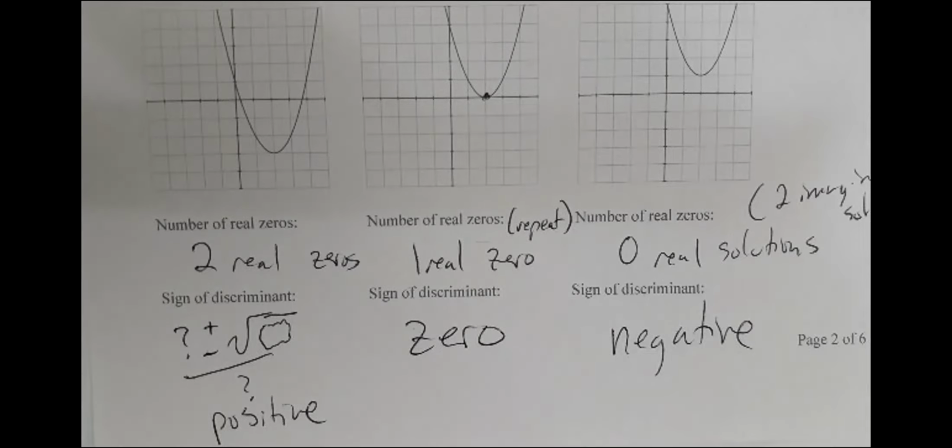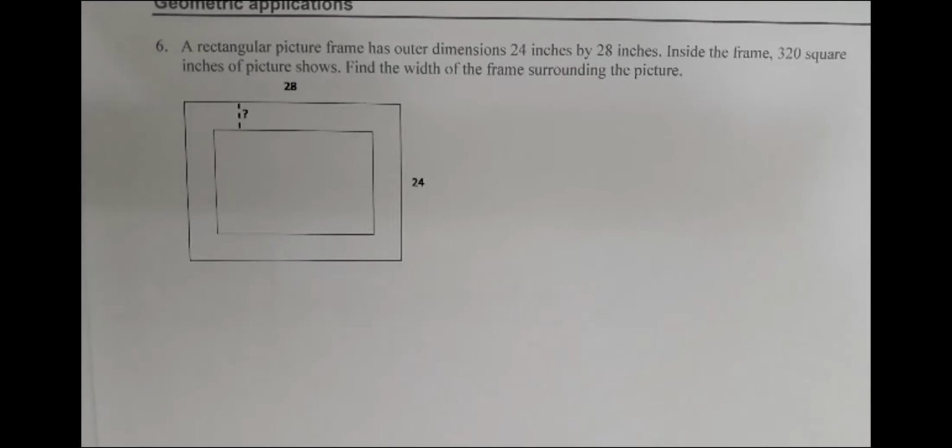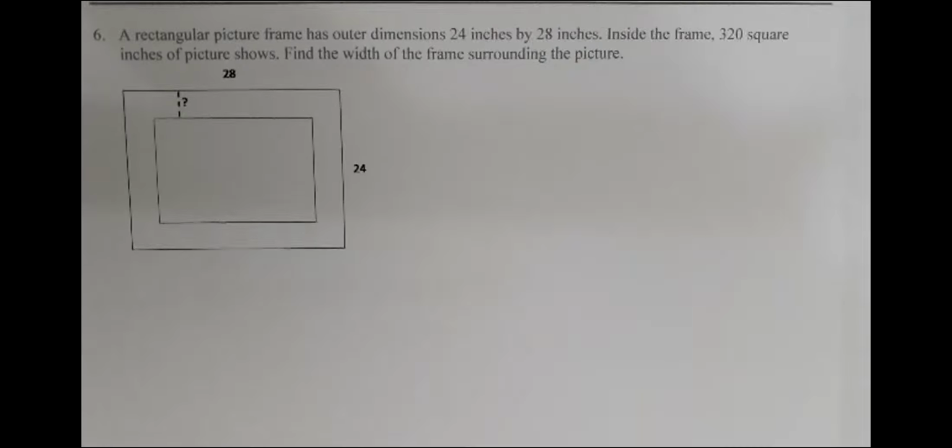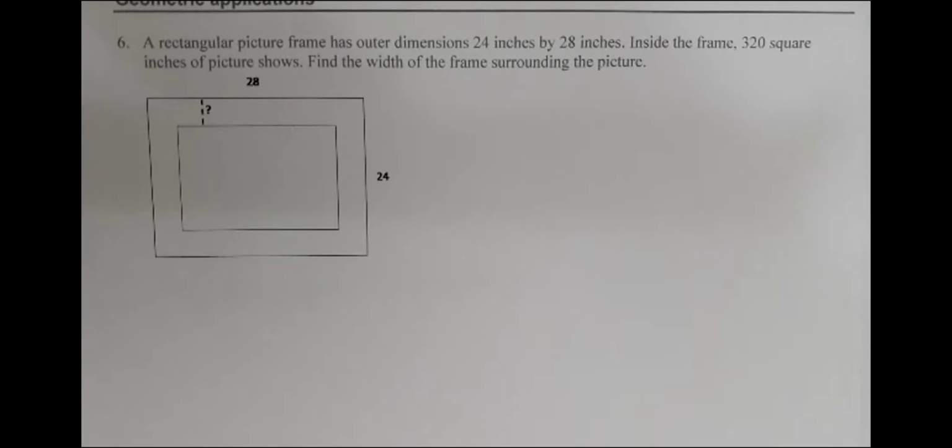Okay, so next page. We have an application problem. So this one, I think the hard part is probably going to be the setup for most people. This problem says a rectangular picture frame has outer dimensions 24 by 28. Inside the frame, 320 square inches of picture shown. Find the width of the frame surrounding the picture.